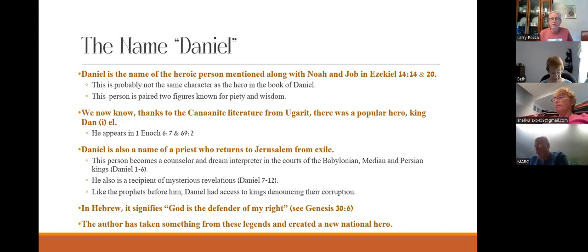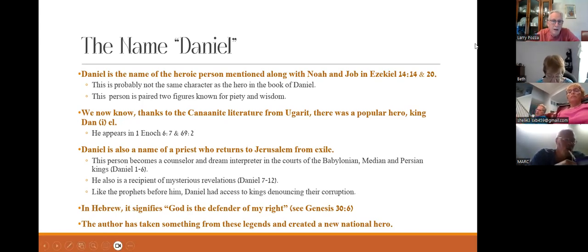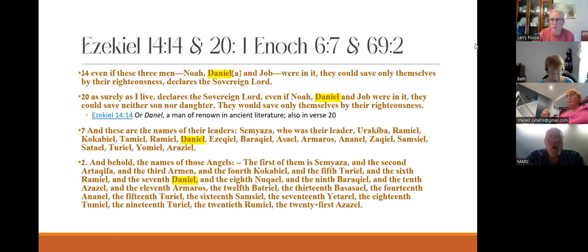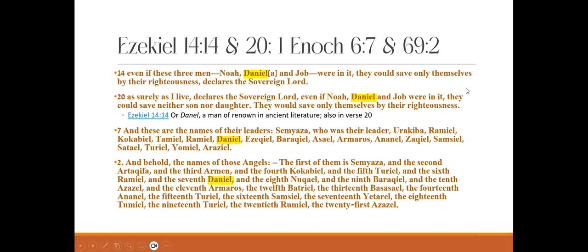Now, the name Daniel is mentioned a couple different places, and scholars debate about whether this is the same Daniel of the book of Daniel or not. You'll find that he appears first in Ezekiel, and then in one of the apocryphal books called First Enoch. I've written these out for you so you can see it here. Notice it says here, the Ezekiel reference 14:14, even if these three men, Noah, Daniel, and Job, were in it, they could save only themselves by their righteousness, declares the Lord. As surely as I live, verse 20, declares the sovereign Lord, even if Noah, Daniel, and Job were in it, they could save neither son nor daughter. They would only save themselves by their righteousness. So that might be a reference.